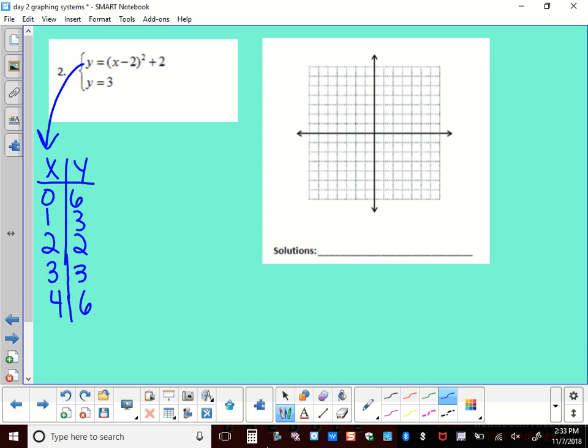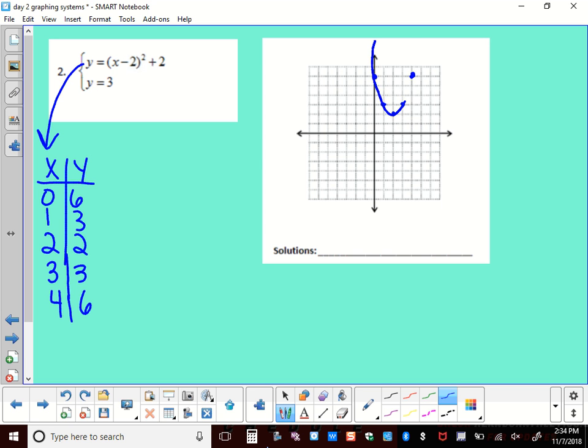You know what happened? I squared it all for me. Oh yeah, I messed it up. All right, once we graph this, so 0, 6, 1, 3, 2, 2, 3, 3, 4, 6.